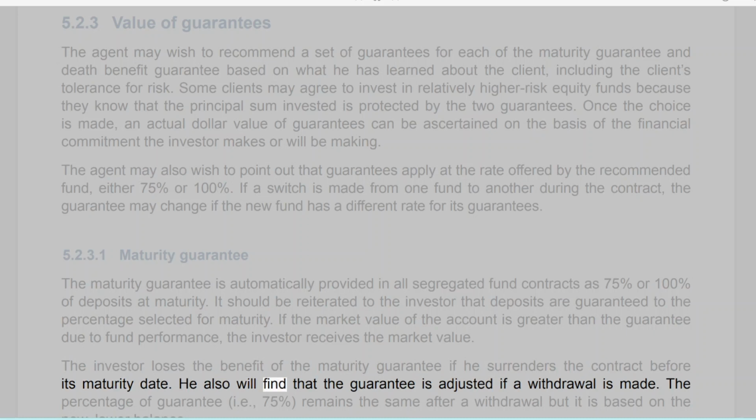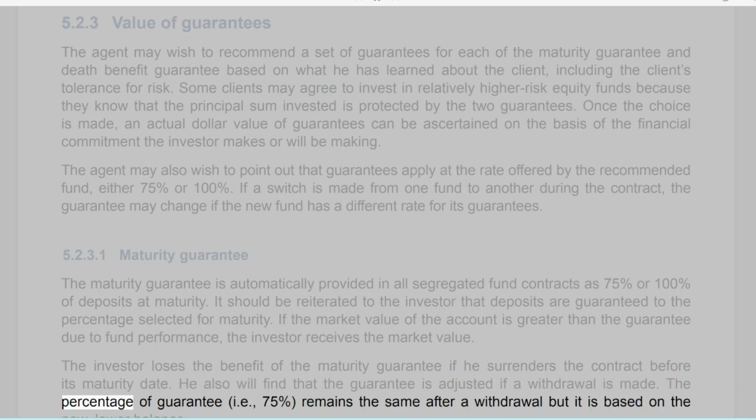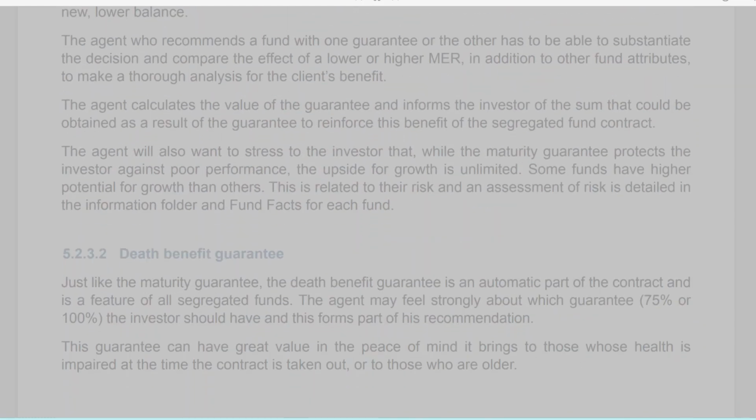He also will find that the guarantee is adjusted if a withdrawal is made. The percentage of guarantee, i.e., 75%, remains the same after a withdrawal, but it is based on the new, lower balance. The agent who recommends a fund with one guarantee or the other has to be able to substantiate the decision and compare the effect of a lower or higher MER, in addition to other fund attributes, to make a thorough analysis for the client's benefit.